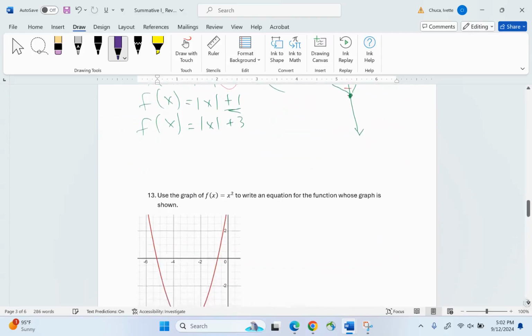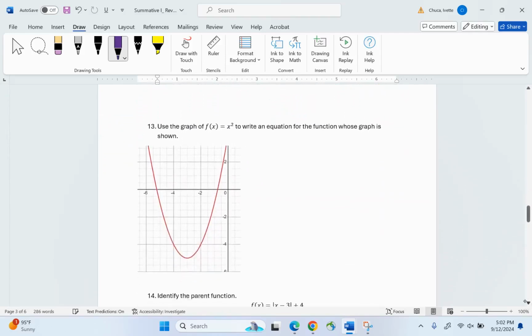So the next one says use the graph of f of x equals x squared to write an equation for the functions whose graph is shown. So first, we know it belongs to the x squared family. And remember that your x squared parent function is right in the center here. So in order for us to see what we have, we know that this graph is moving to the left and then it moved down.